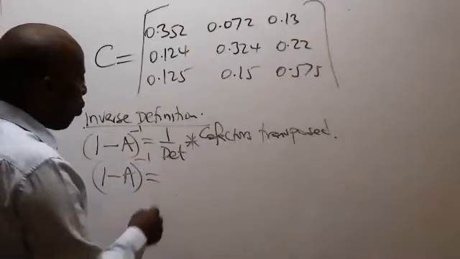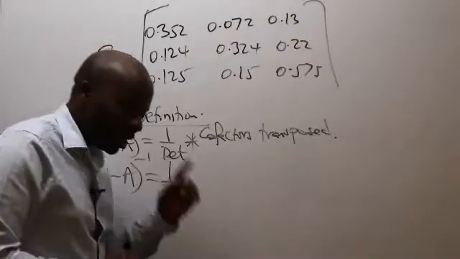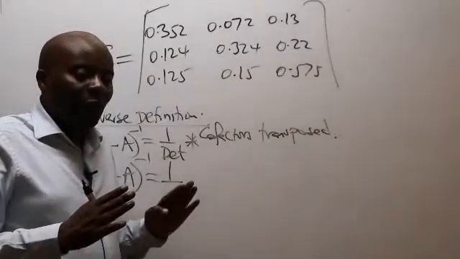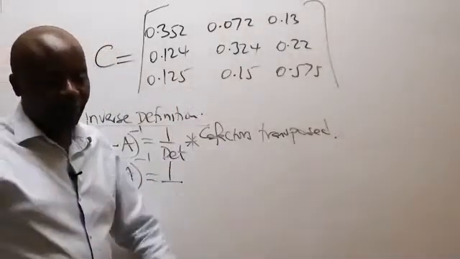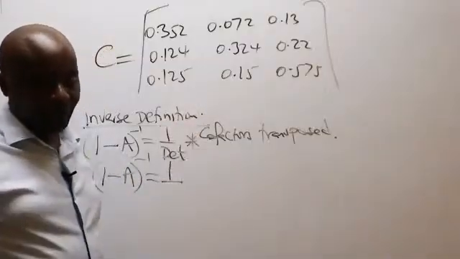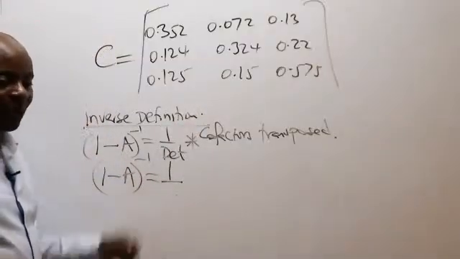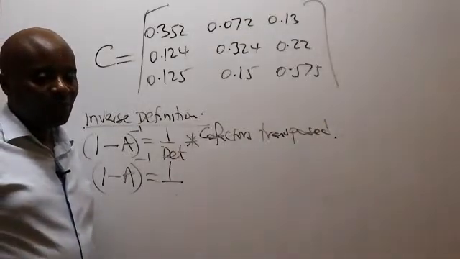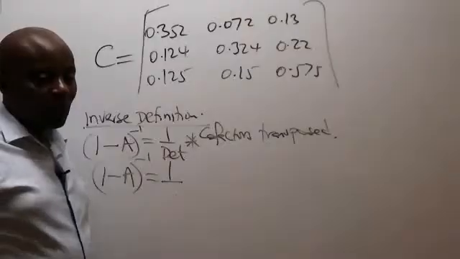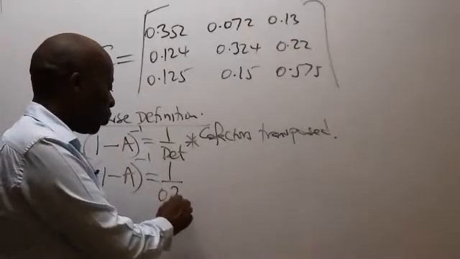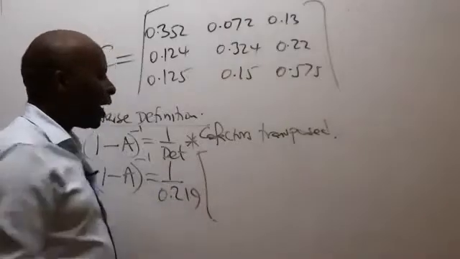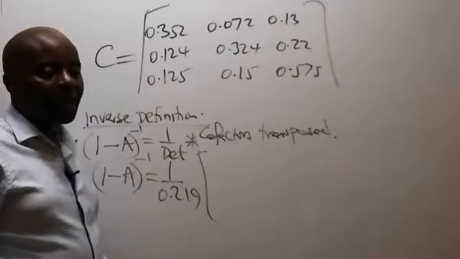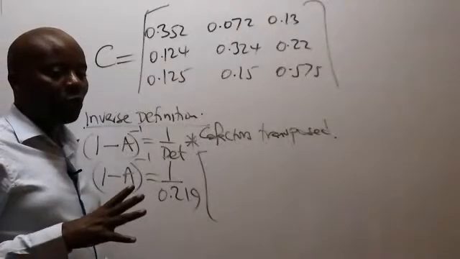will be equal to 1 over the determinant that we got in part 1. The determinant that we got in part 1 that ostensibly you have forgotten. I would want someone to remind me. There's a determinant figure that we got in part 1. Who is able to remember that figure? 0.219. So this is 0.219, like that, times the cofactors, thank you very much, James, times the cofactors transposed.